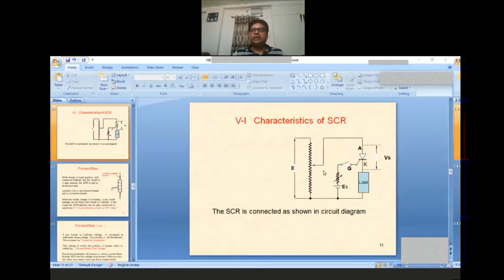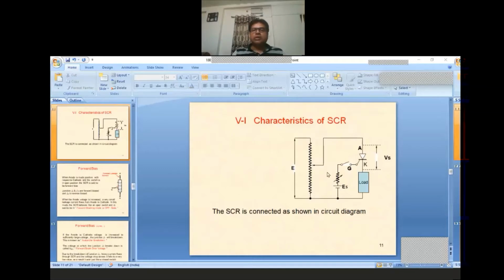And this is the circuit which is used for operating the SCR, and in the shown orientation, when anode is connected positive with respect to cathode and gate circuit is opened, that is, there will not be any current flowing inside the gate, whatever applied voltage we are giving, it will be appearing across the anode and cathode of SCR.